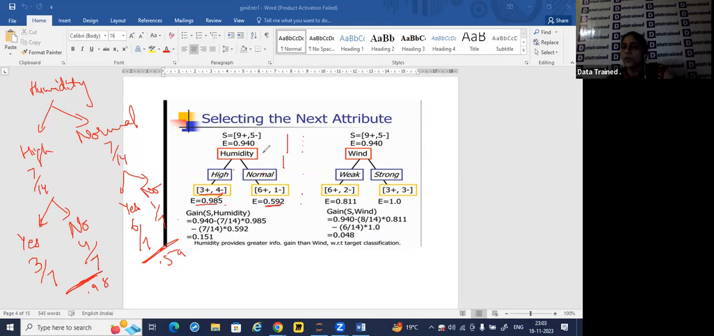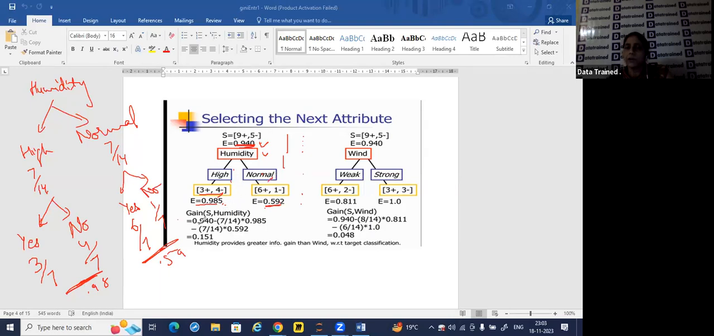So what is the total entropy of humidity? This 0.94 is the entropy for play tennis. One is to calculate the entire entropy, and then with the help of that, calculate the information gain of the humidity column. So 0.94 is the total entropy of play tennis, 0.98 is the entropy of high, and 0.59 is the entropy of normal. One is to find out the total information gain.